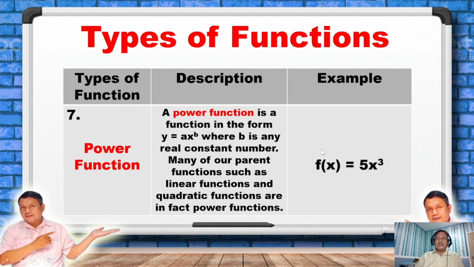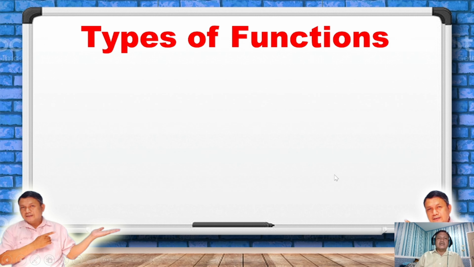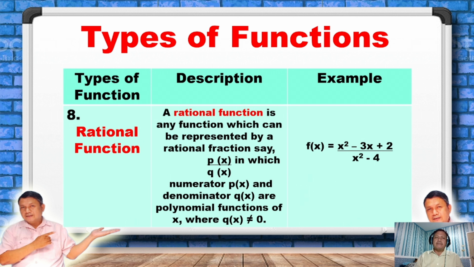So, okay, by looking at the example, we have f of x is equal to 5x cubed. It is an example of a power function. Kapag siya ay nasa form na y is equal to ax raised to the b, that is a power function. Next, number 8. Number 8 is known as the rational functions.